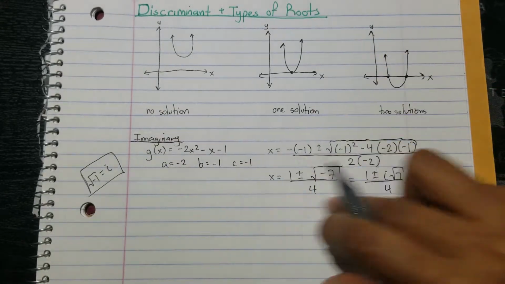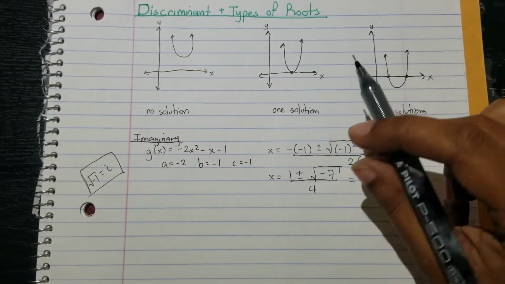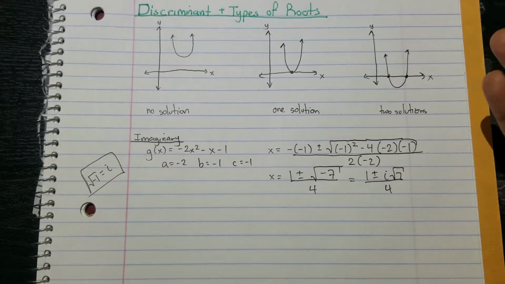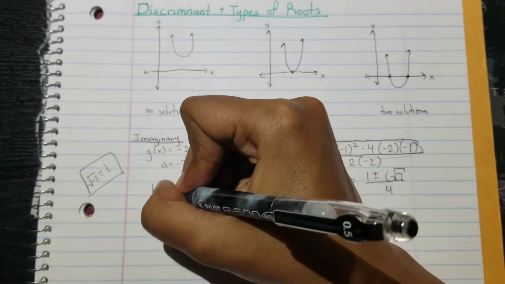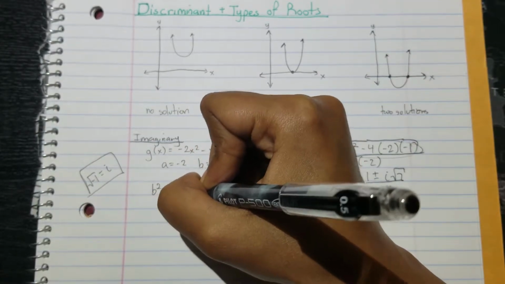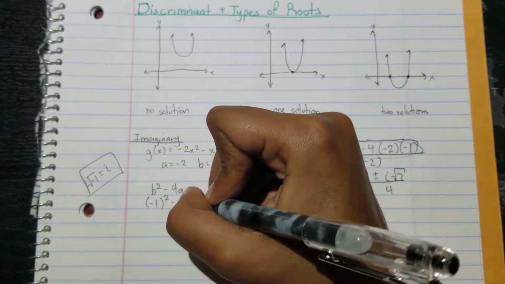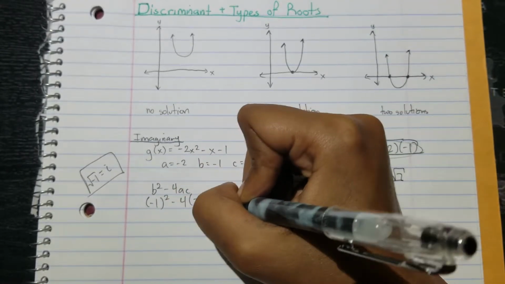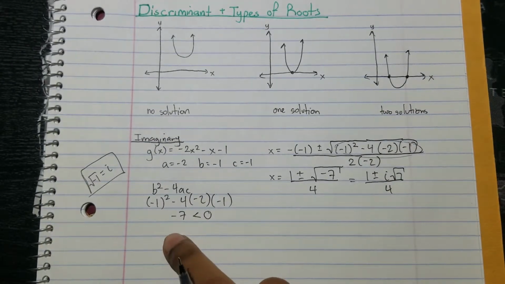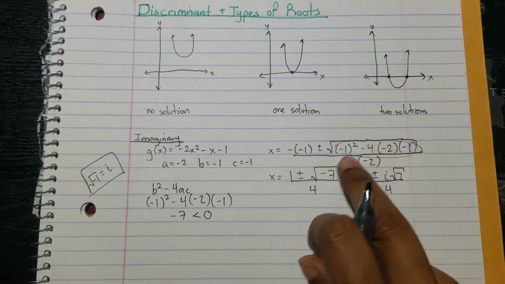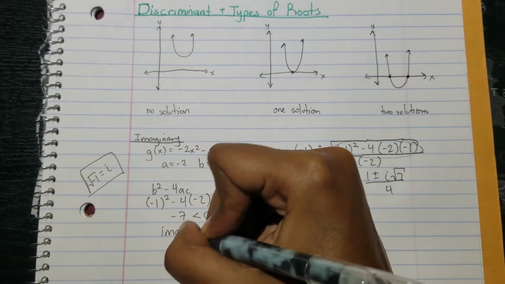Now, instead of plugging this all into the quadratic formula, if you just want to test the type of root that you have, you can just use what's underneath the radical, which is called the discriminant. So b squared minus 4ac. We plug all those values in again, and we get negative 1 squared minus 4 times negative 2 times negative 1. That gave us negative 7, which is less than 0. So any value of the discriminant that's less than 0 will always be imaginary.